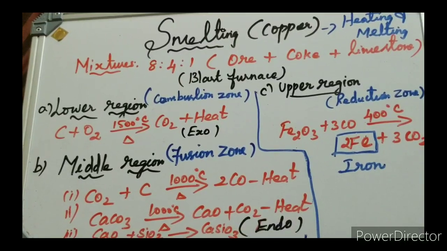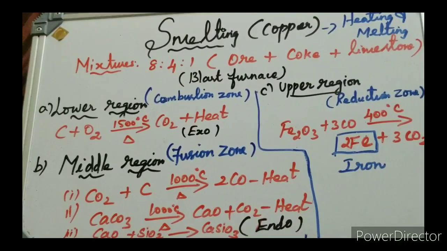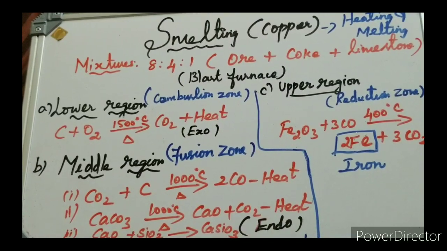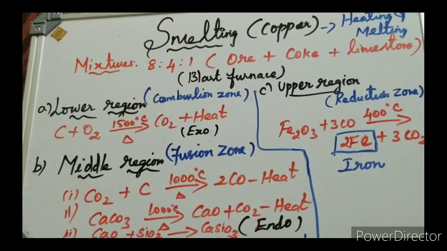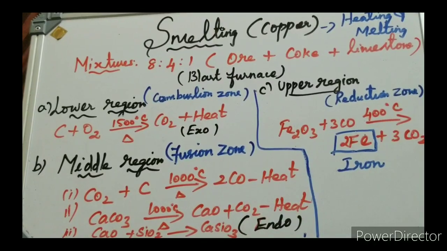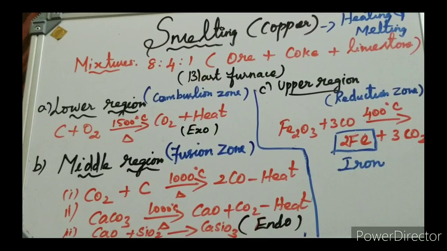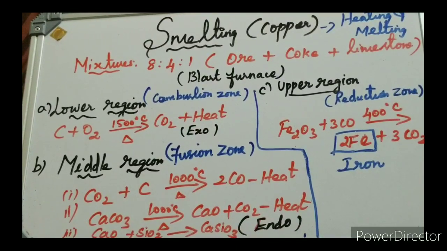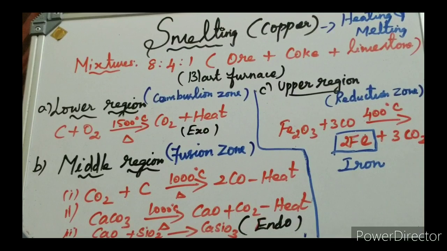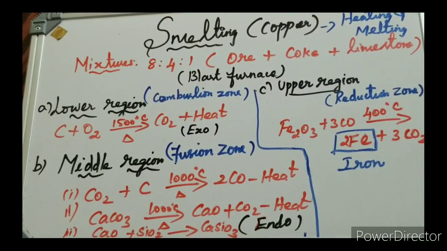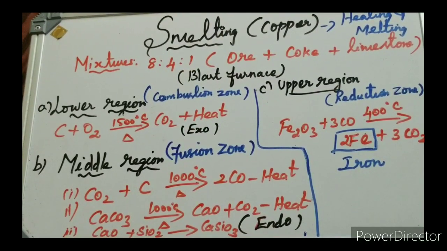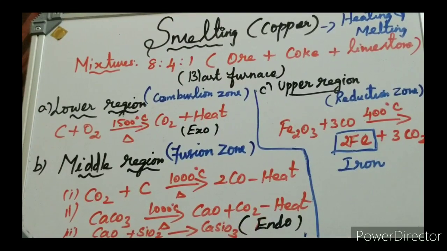Next is the middle region. The middle region is called the fusion zone. Here the temperature prevails at 1000 degrees Celsius. At 1000 degrees Celsius, carbon dioxide reacts with carbon to form carbon monoxide. Here the reaction takes place by the absorption of heat energy. So the carbon, that is coke, reduces carbon dioxide into carbon monoxide by the absorption of heat energy at a temperature of 1000 degrees Celsius. So this is called an endothermic reaction.